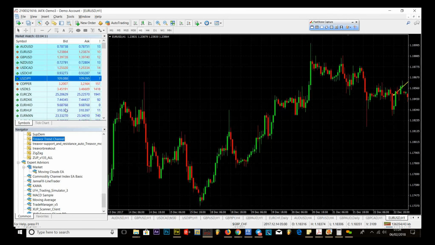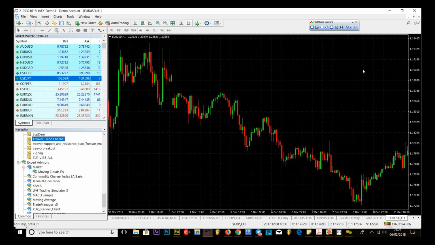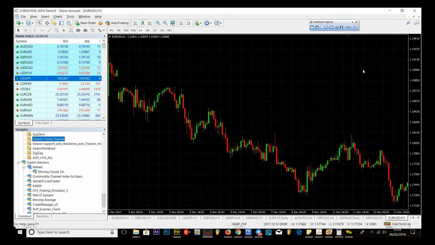So any pair you pick works for me. I'll pick out a couple of pairs that I've already traded. I'll go back and set the trend lines in. Absolutely, that'll be easy.